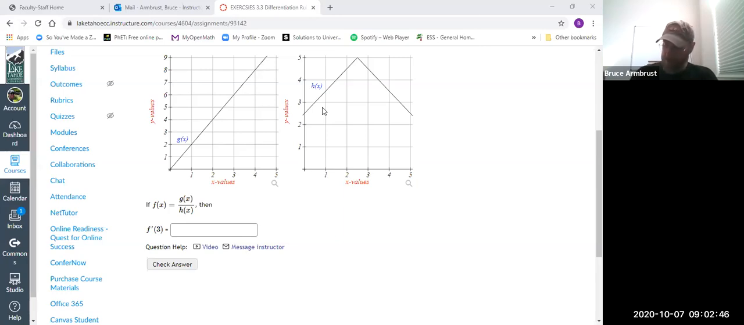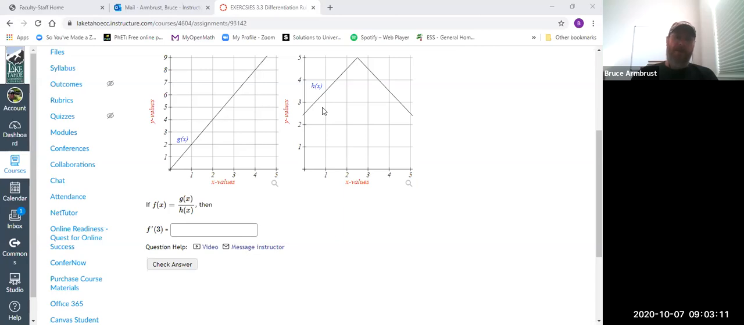All right, so there then are g of 3 and our h of 3. Right, g of 3 was 6. H of 3 was 4.5. Okay, but now we also need g prime of 3 and h prime of 3. So that means we need to know the derivatives at these points.